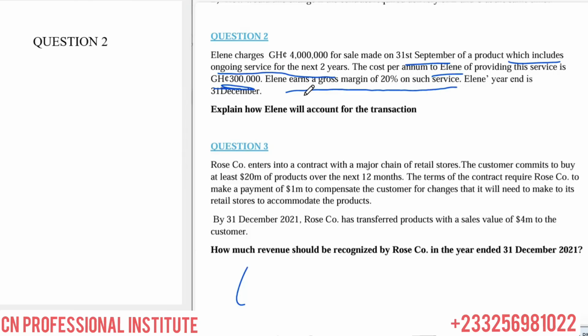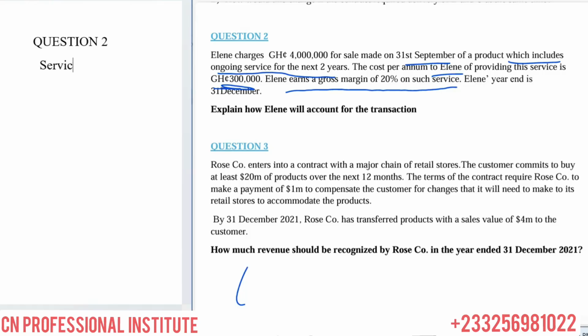So we've been given cost. So we have to change the cost to selling price. So let's work on the service first. With the service, we know the total contract price is the 4 million. That's the total contract price. But let's work on the service first.